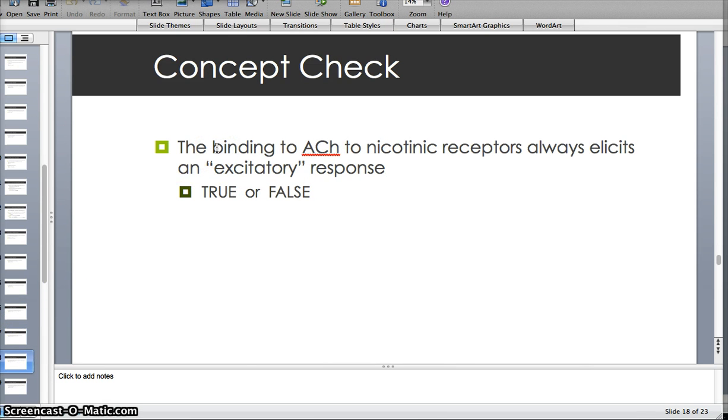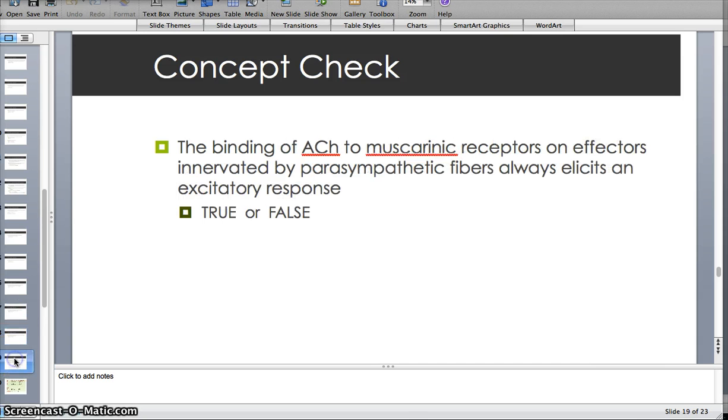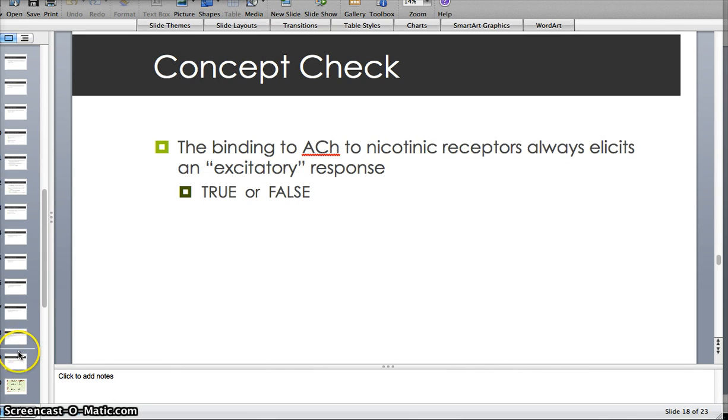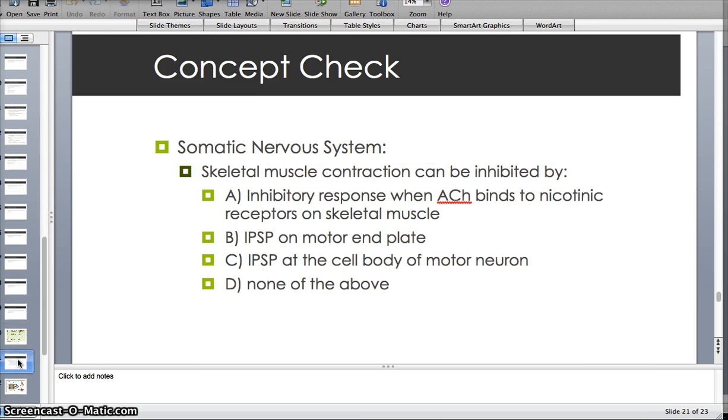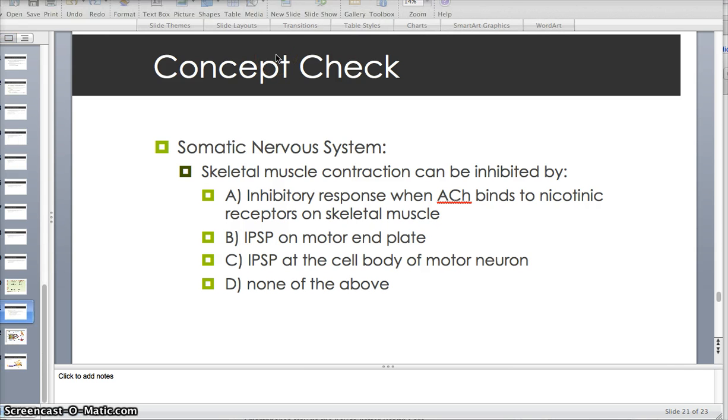The binding of ACH to nicotinic receptors always elicits an excitatory response. That is true. It will. The binding of ACH to muscarinic receptors on effectors innervated by parasympathetic fibers always elicits an excitatory response. That is false. So take a look at the last video I posted to get a little more insight into that. The last question, the skeletal muscle contraction can be inhibited by, the answer would be C. So go ahead and take a look at the last video to get a little more insight into that.